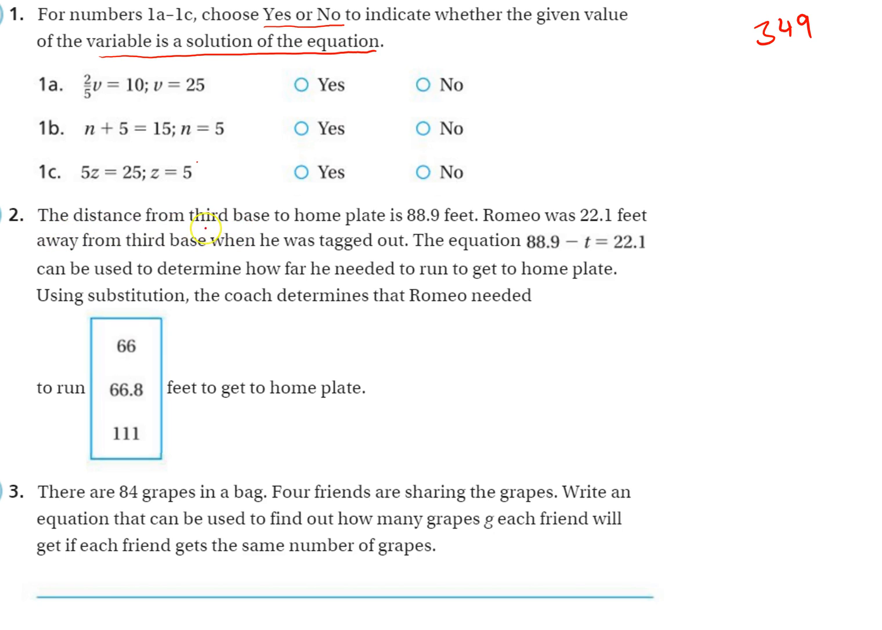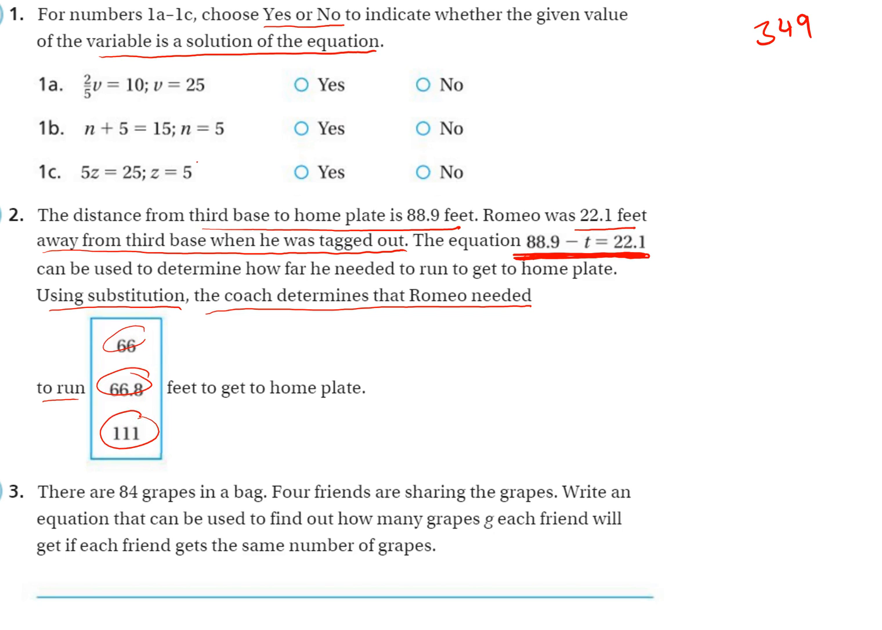Okay, number 2, the distance from third base to home plate is 88.9 feet. Romeo was 22.1 feet away from third base when he was tagged out. They gave us the equation. This is always the very important information in the problem. It can be used to determine how far he needed to run to get to home plate. Using substitution, the coach determines that Romeo needed to run, and then they've given us 3 possible answers for t here. So we just have to check each one of these, okay?